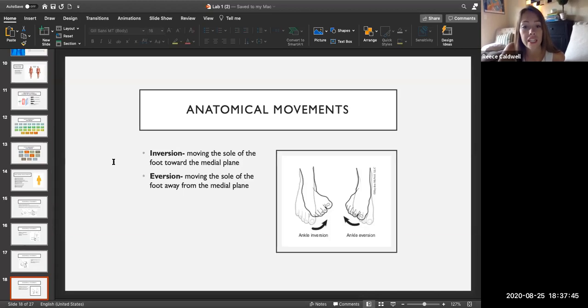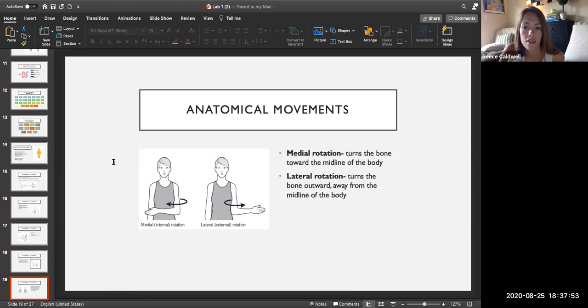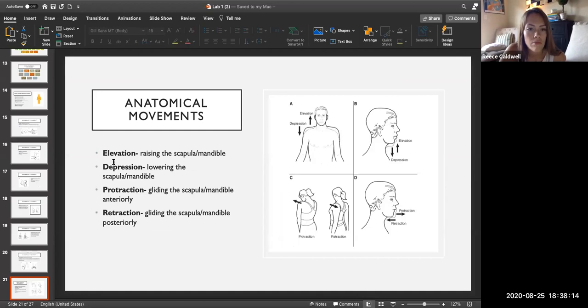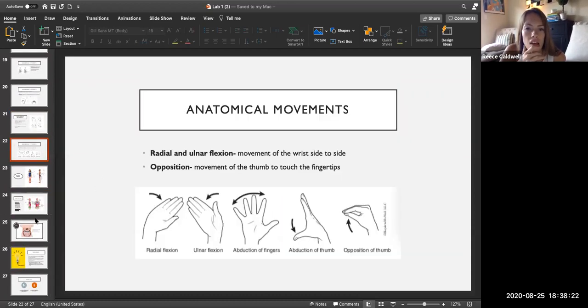Know inversion and eversion. So inversion coming in, eversion going out. Pronation and supination. Again, supination, you're holding a cup of soup. Pronation, you're putting your hands down. Supination, pronation, know those two. Circumduction, too easy. We're not going to study that one. I'll leave those for biomechanics. You'll study that in biomechanics a lot.